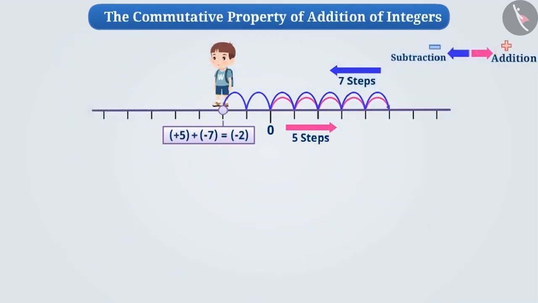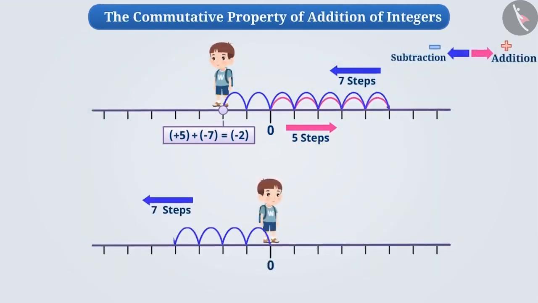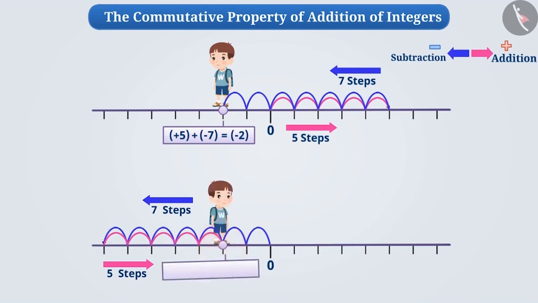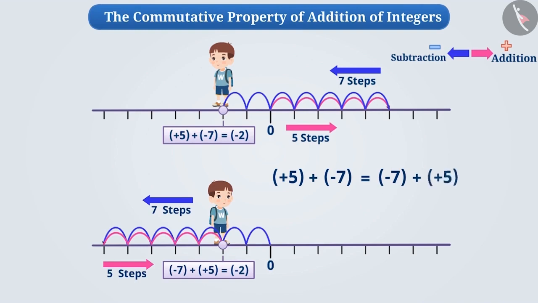Just think, if he went backward 7 steps and then moved forward 5 steps, he would still reach a point minus 2, because minus 7 plus 5 is equal to minus 2. Looking at both these conditions, we can say that plus 5 plus minus 7 and minus 7 plus 5 are equal. In this way, we can add plus 5 and minus 7 in any order. The result will be equal.